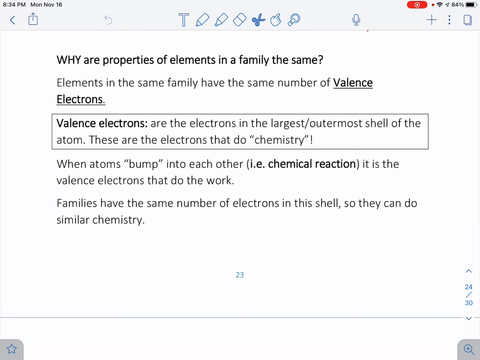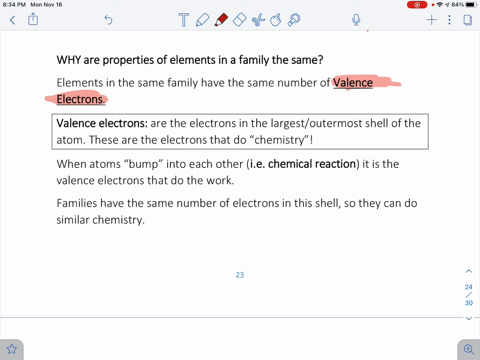Hello everybody. Today we are going to move into a new model for atoms. One of the questions we might have had from the last video, or maybe not a question, but a comment that we really stressed, was that valence electrons are chemistry. Valence electrons do the work.